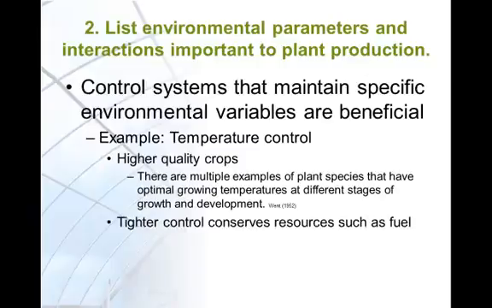A control system capable of keeping a specific temperature will conserve resources such as fuel. A narrow temperature range keeps optimal temperature without overheating. Imagine a control system where temperature oscillates several degrees above and below a set point. This is not uncommon in a greenhouse.